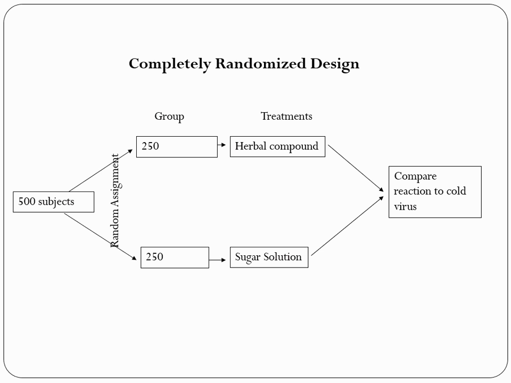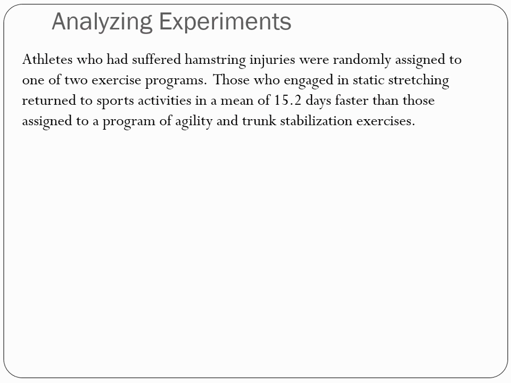Another way to do this random assignment, maybe as each person walks through the door, we flip a coin. Heads, they get herbal compound. Tails, they get sugar solution. And we just keep doing this until one group has 250 people, and then everybody else goes into the other group.